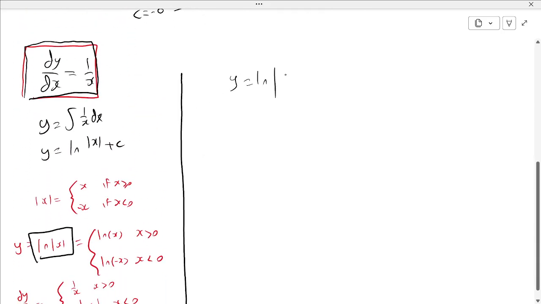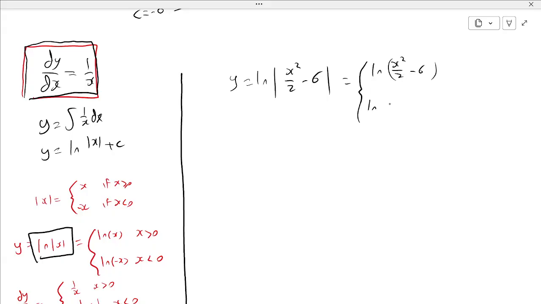Okay, so if y was natural log of the absolute value of x squared over 2 take away 6, well, we know this would be ln of x squared over 2 minus 6 if this thing, x squared over 2 minus 6, is a positive number, and it would be ln of the negative of that if not. I'll write the negative of that as 6 minus x squared over 2. And just a little note up here, I'm going to say that x squared over 2 minus 6 is positive.